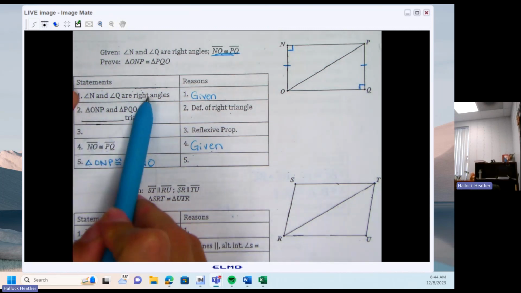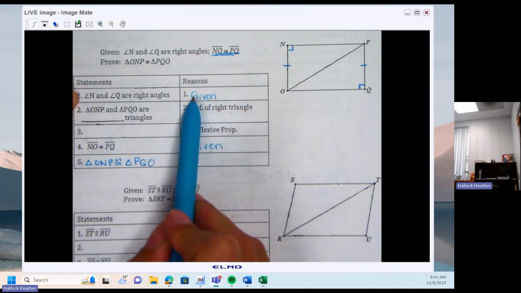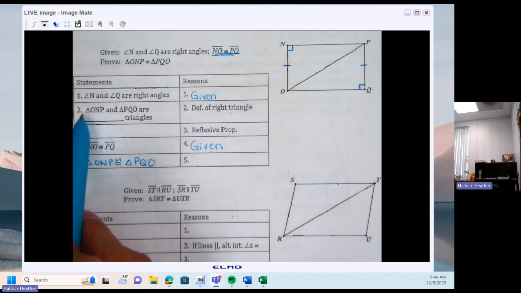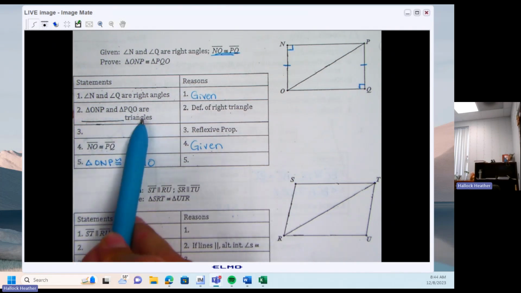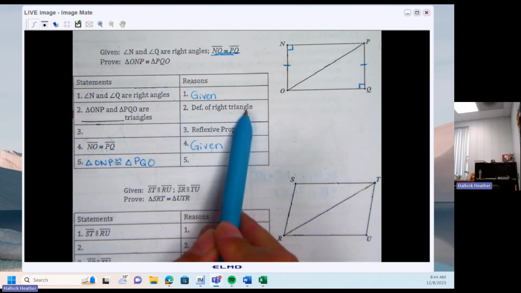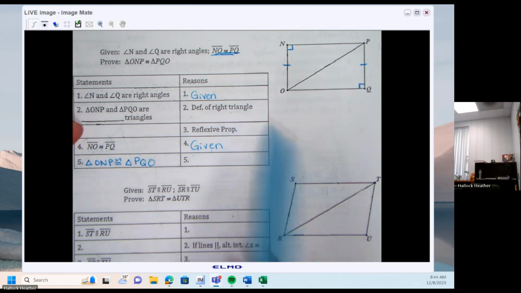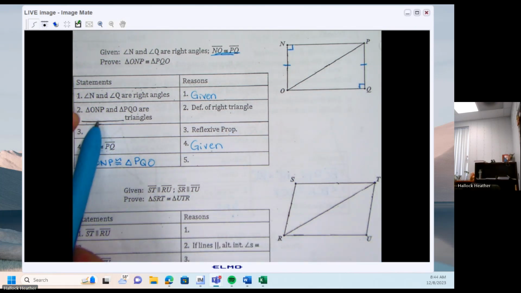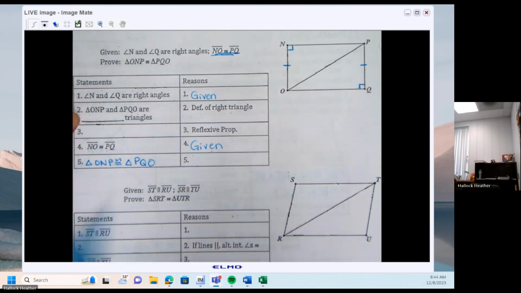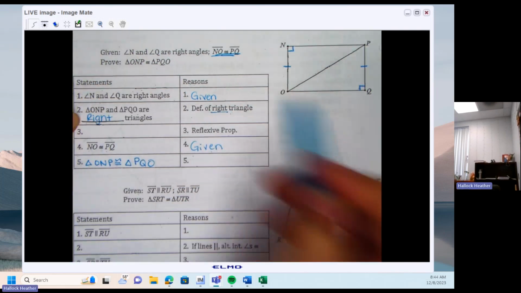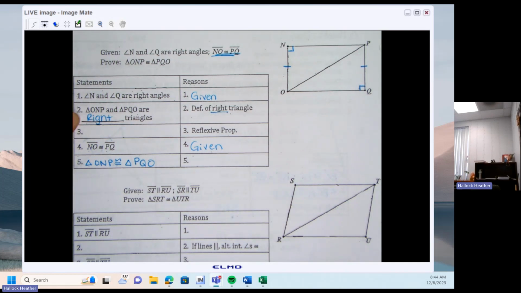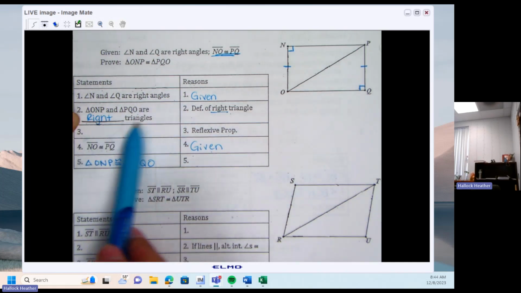So N and Q are right angles because it's given. I have to fill in a little blank. It says triangle ONP and triangle PQO are blank triangles. The reason why is definition of right triangles. So let's use common sense. What do you think is going to go in that little blank? Just think. Not HL. What kinds of triangles do you think they are? Right triangles. Because of the definition of right triangles, because it's a 90-degree angle, they're right angles, so they have to be right triangles.